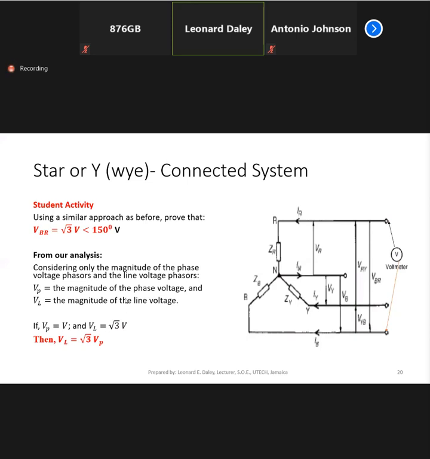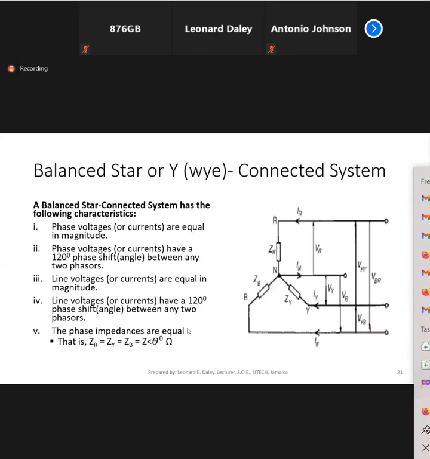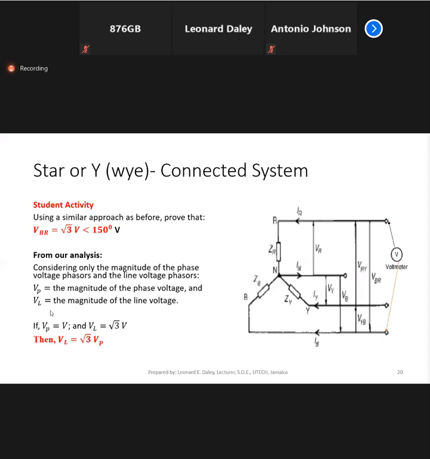All right, so VP is the phase voltage, and VL is the line voltage.